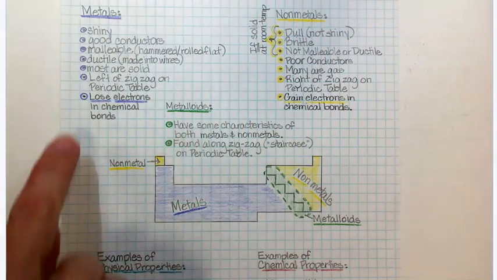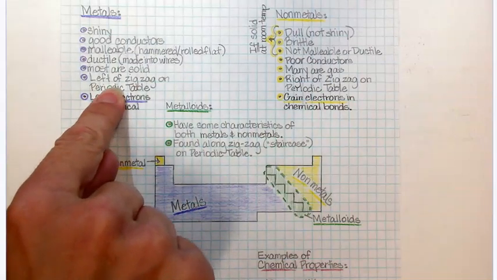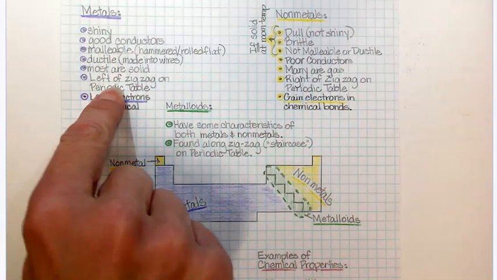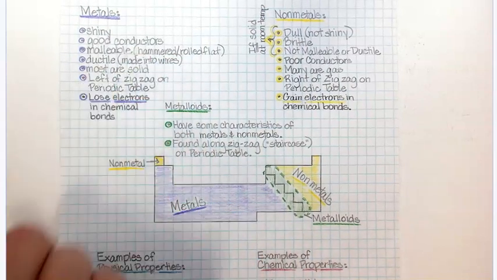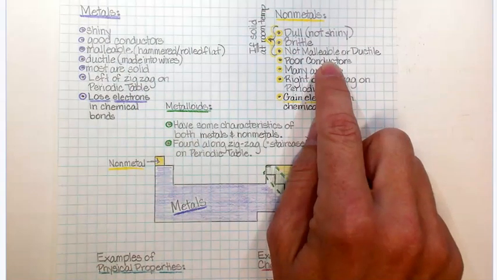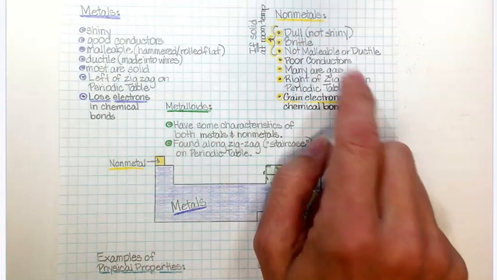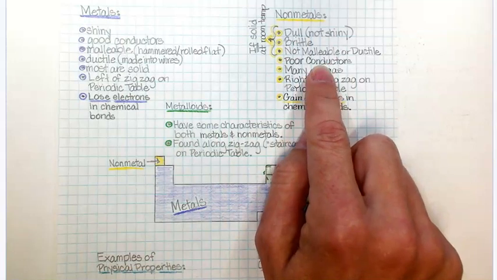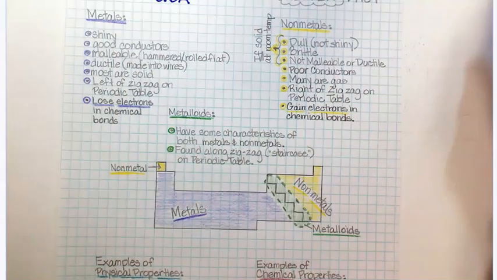Okay, just remember to go back over your properties of metals. They're shiny, good conductors of heat and electricity. You can hammer them into sheets, pull them into wires. Most of them are solid at normal room temperature, whereas nonmetals, a lot of them are gases at room temperature. They're dull and brittle if they're solid. They don't conduct electricity or heat well. Many are gases, and of course they're found on the right-hand side of the periodic table.